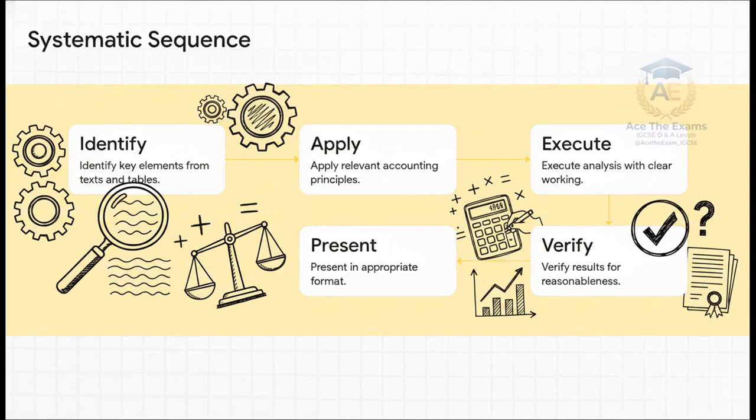Do not do the math in your head. Step 4. Verify your results for reasonableness. Does a local chess club really have $1 million cash surplus? Probably not. And Step 5. Present it properly. Process equals points.